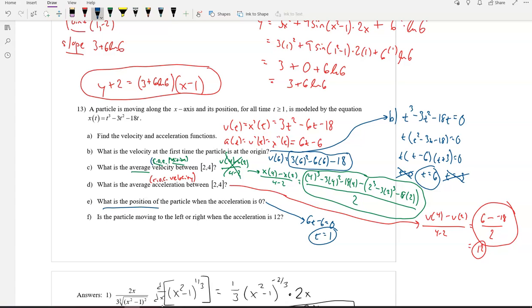Right, what is the position when the acceleration is 1? So the acceleration is 1 at time t equals 1, so now let's find that position. So we'll just do x of 1. Oh, nuts. Deleted too much. There we go. And so that would just give us what? 1 minus 3 minus 18. So negative 20. Okay.